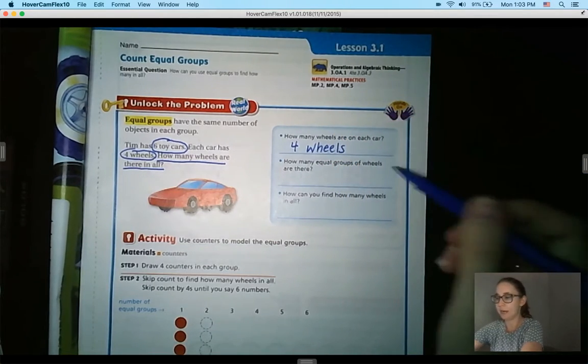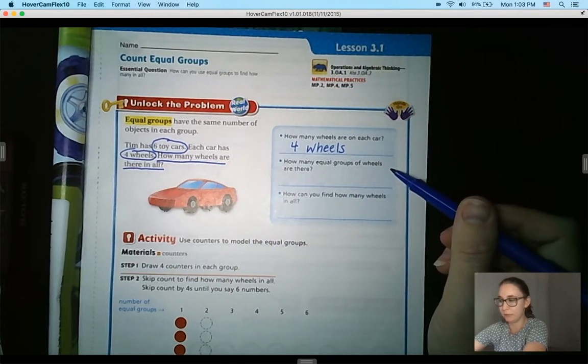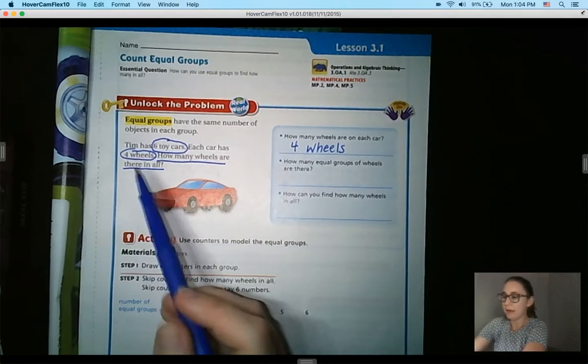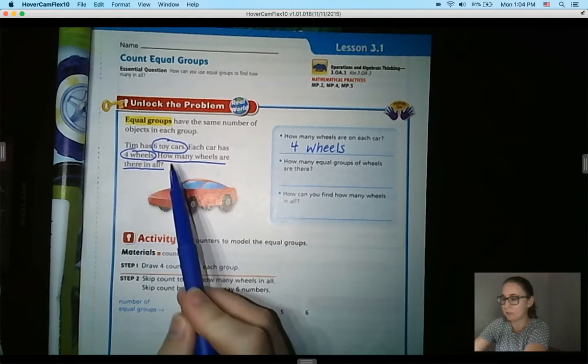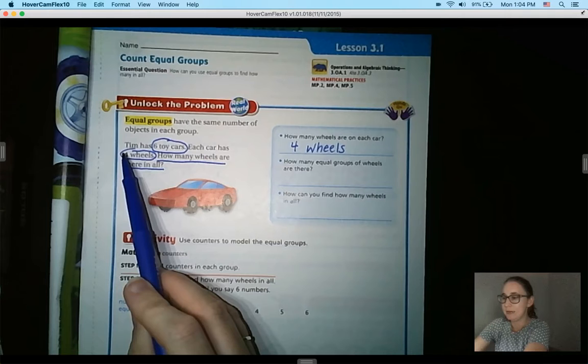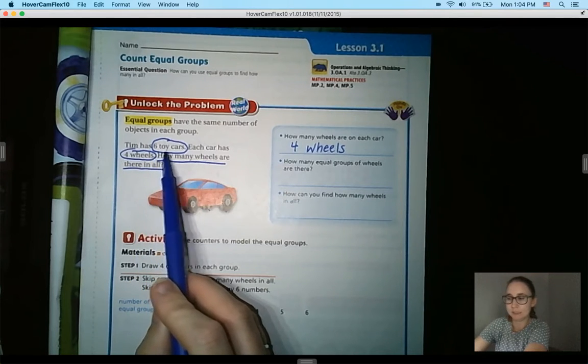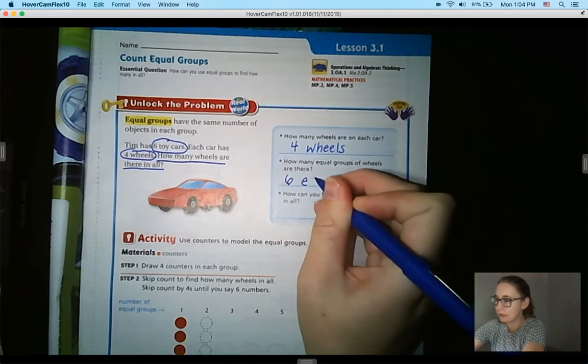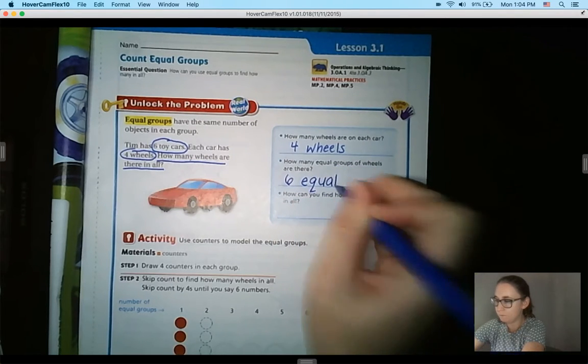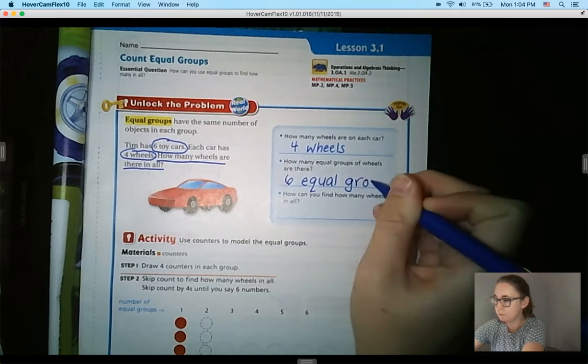Our next question, how many equal groups of wheels are there? So that's when I go back to my problem. How many cars does Tim have? Because that's what our equal group is from. Tim has, I circled, 6 toy cars. So we are going to say 6 equal groups.